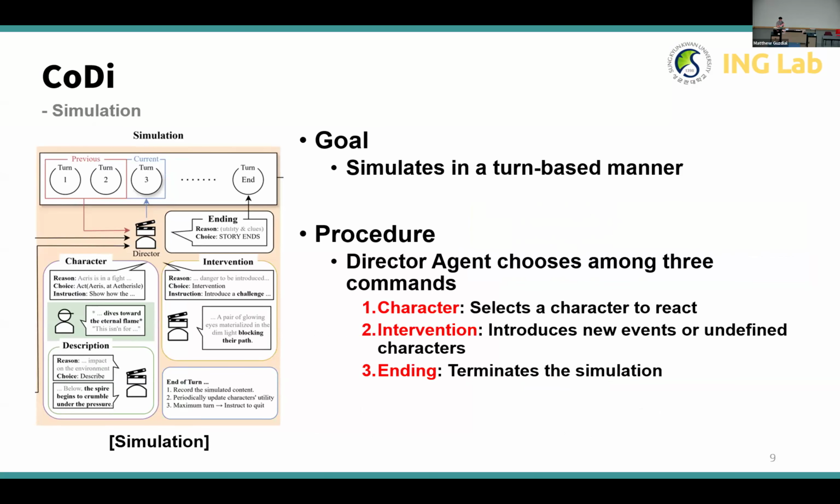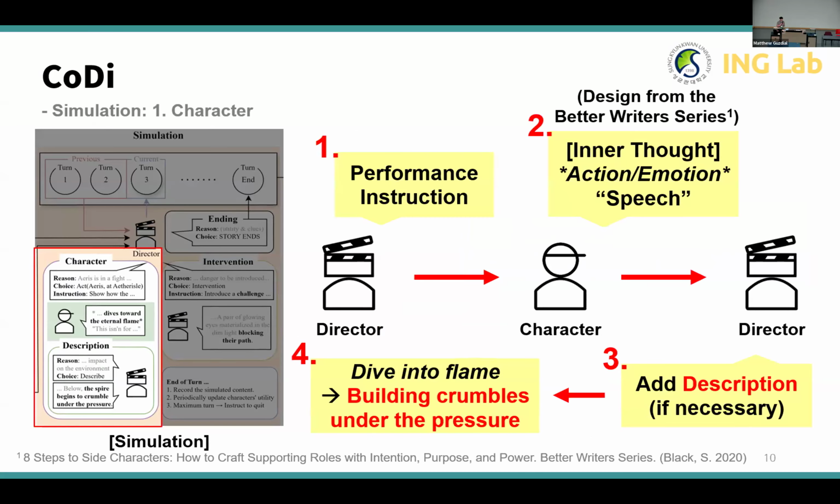After the story setup, there is a simulation stage. The director agent simulates the story in a turn-based manner. Every turn, the director agent chooses among three commands, which are character, intervention, and ending. The first command is character. The director agent can provide performance instructions to a specific character.